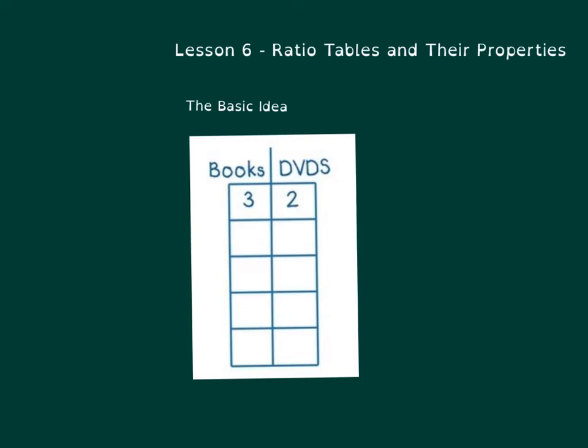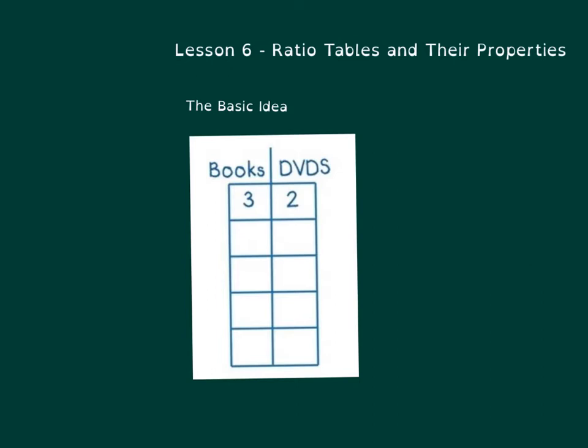So today we're going to be doing lesson 6, ratio tables and their properties. And the first thing we want to know is just what is a ratio table. So a ratio table is just a table in which we put ratios that are all equivalent. It's a way for us to look at them, examine them, and maybe even see some patterns that they have.